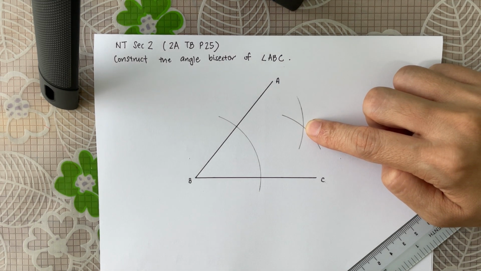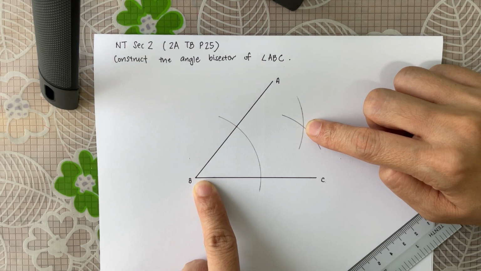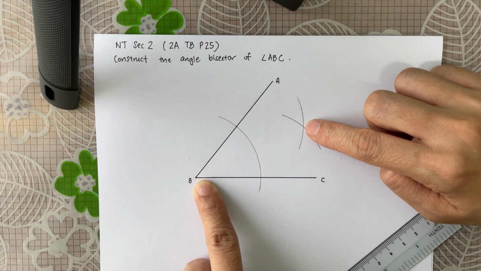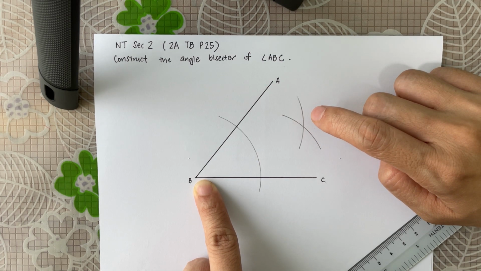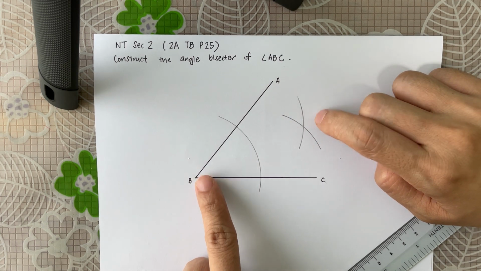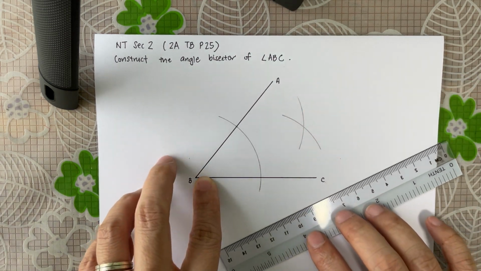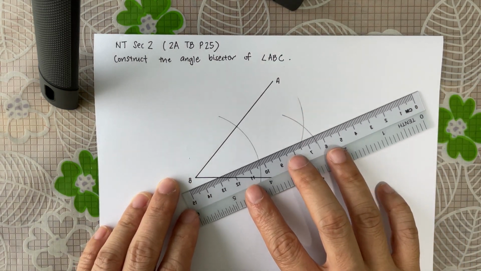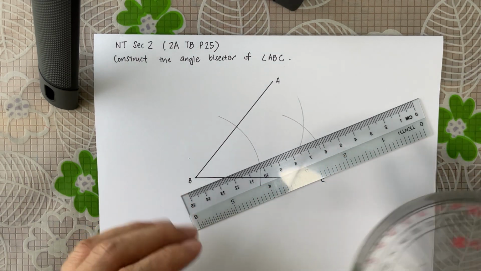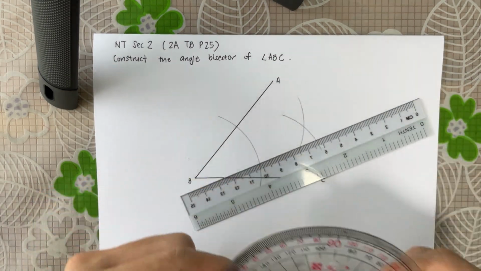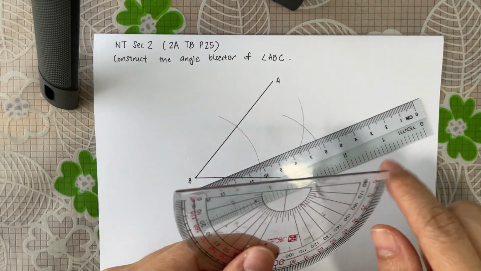Another point you need to take note of is here, where the angle B is. What we are going to do, the last step, is to draw a line from where B is all the way to this point here. So we use a ruler. Alternatively, if you don't have a ruler, you could use a protractor. That's fine as well, the straight edge of the protractor.